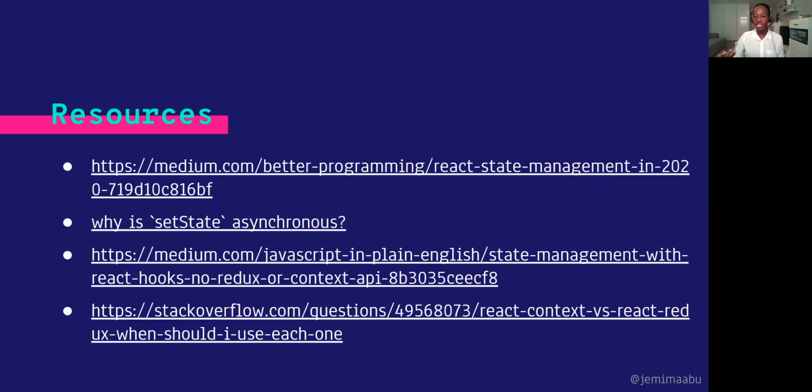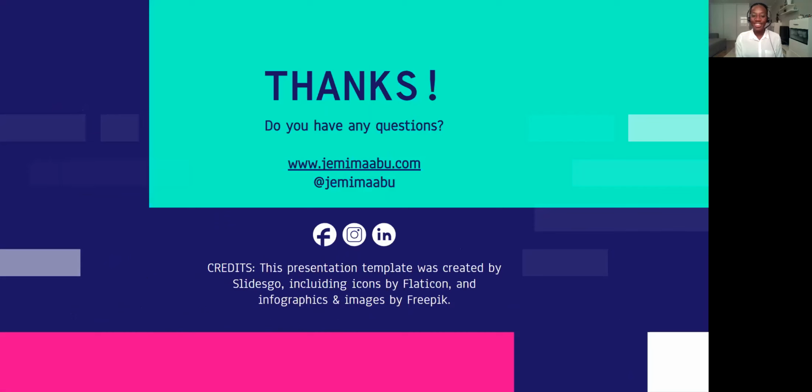I just thought it was cool because I knew setState was asynchronous, but I never really knew the reason behind it, because to me it just made more sense if setState was synchronous. Like, why do I have to wait for it? But in case you're interested, you can check out that link. There's also state management with React hooks, no Redux or context, because sometimes people just want to use hooks. And the last link is to a Stack Overflow discussion on when you should use context and Redux, which is also very useful.